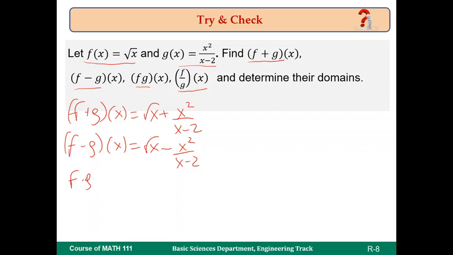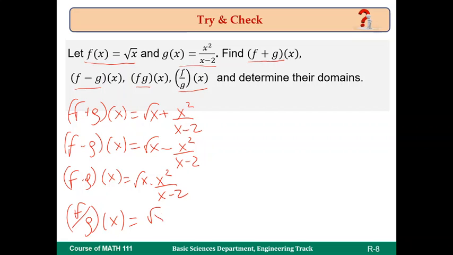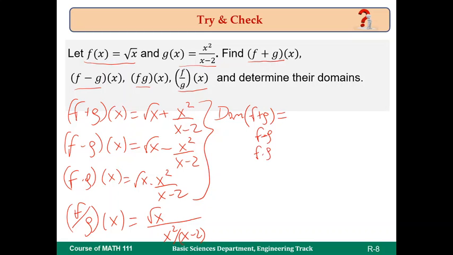And when it comes to f times g of x, it will be square root of x times x squared over x minus 2. And then f over g of x is equal to square root of x divided by x squared over x minus 2. Now, when it comes to domains, let's remember this: the domain of f plus g, or f minus g, or f times g, they're all equal to the same set, which is the domain of f intersection domain of g.